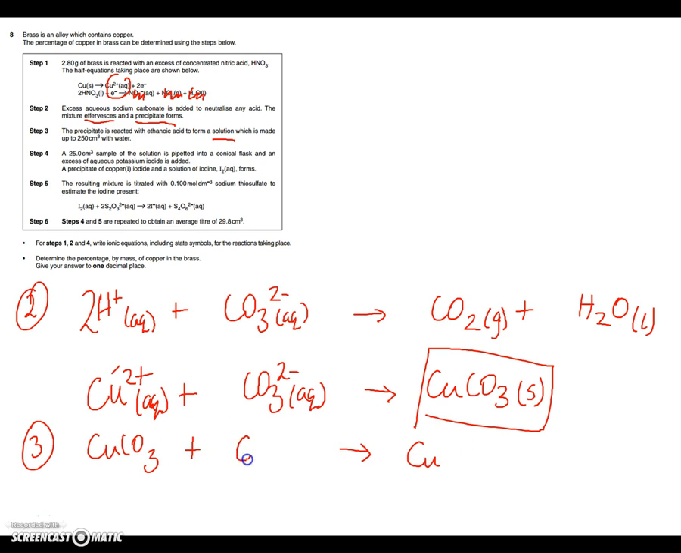We've got ethanoic acid going in, CH3CO2H. So again, we've got an acid, we've got a carbonate, so you can see that these two are going to react in a very similar way to up here. So you've got an acid reacting with the carbonate to make carbon dioxide and water.